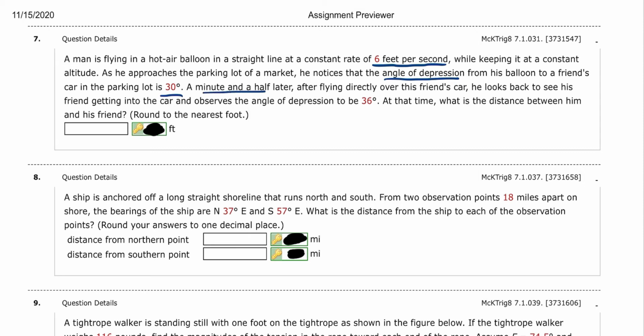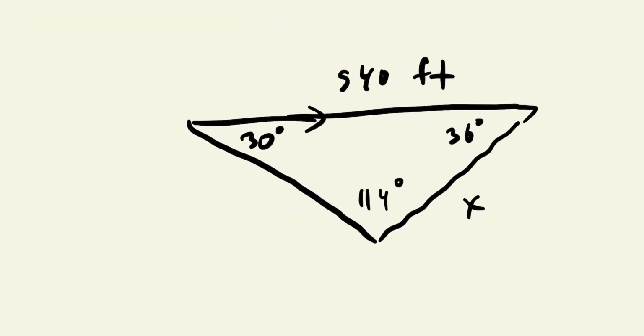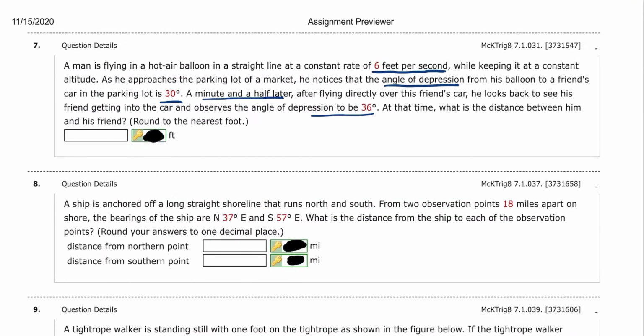A minute and a half later, after flying directly over his friend's car, he looks back to see his friend getting into the car and observes an angle of depression of 36. At that time, what is the distance between him and his friend? All right, so let's draw a picture of that. So let's see, I'll draw a picture over here.